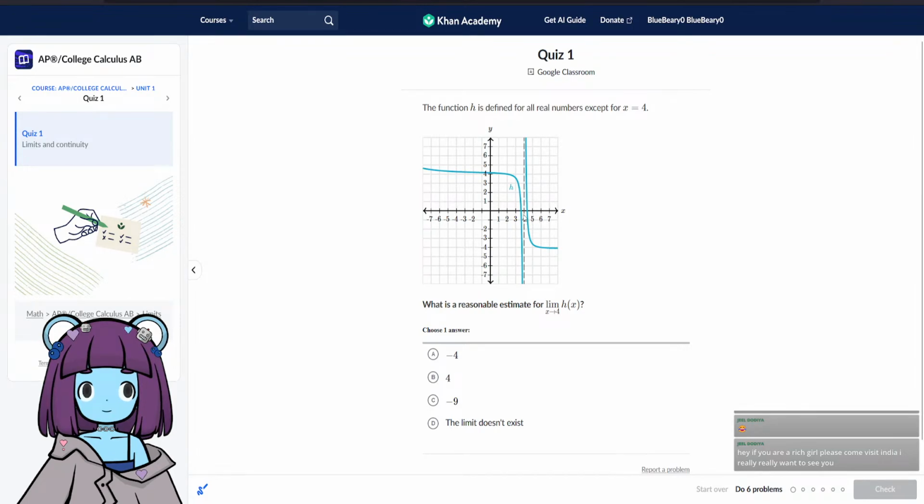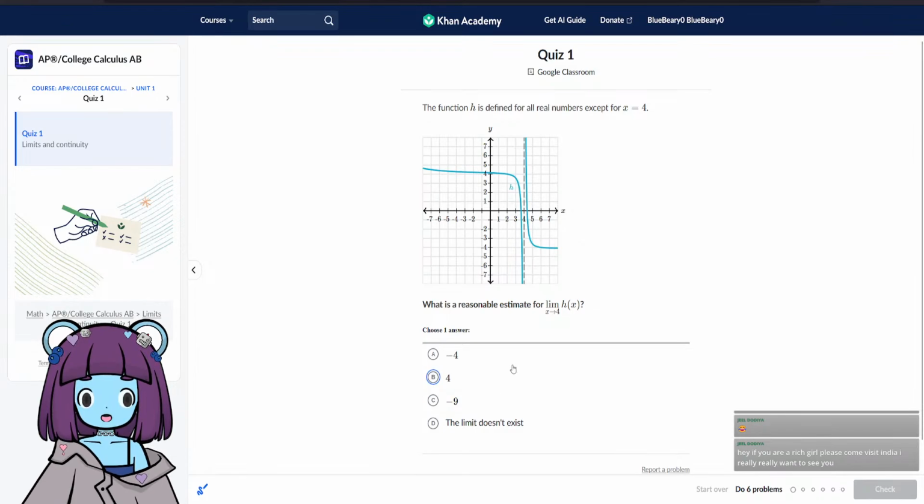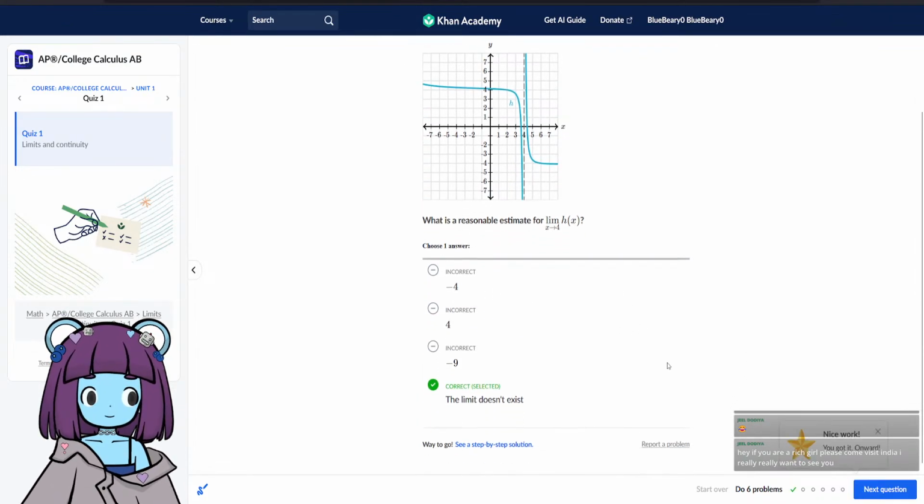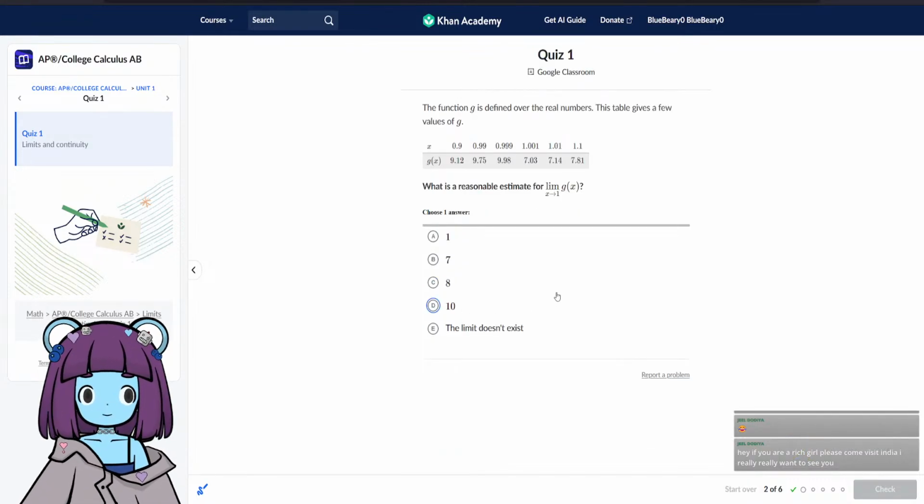X equals 4, so it approaches it. So if you look at both sides, if it approaches from the left side, it will go to negative infinity, and from the right side, it approaches positive infinity, so I would say that the limit does not exist. Okay. 1 correct.